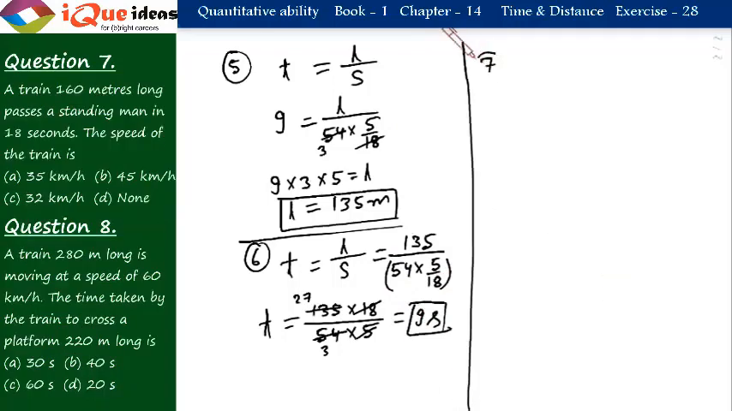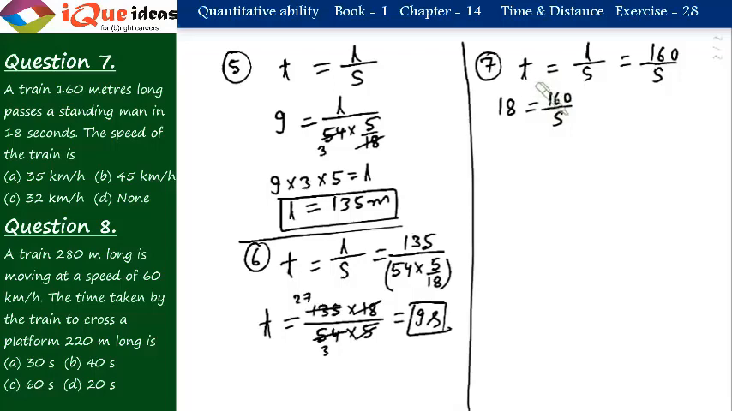Let's take the 7th question. A train 160 meter long passes a standing man in 18 seconds. Now the man is supposed to be taken as a point. So the time taken should be equal to length of the train upon speed of the train. Now length of the train is 160, divided by the speed we have to calculate, and time is given as 18. So 18 is equal to 160 upon S.